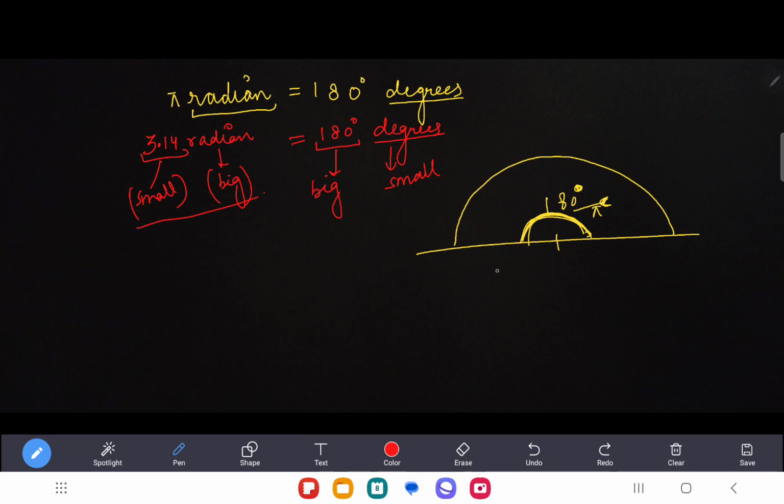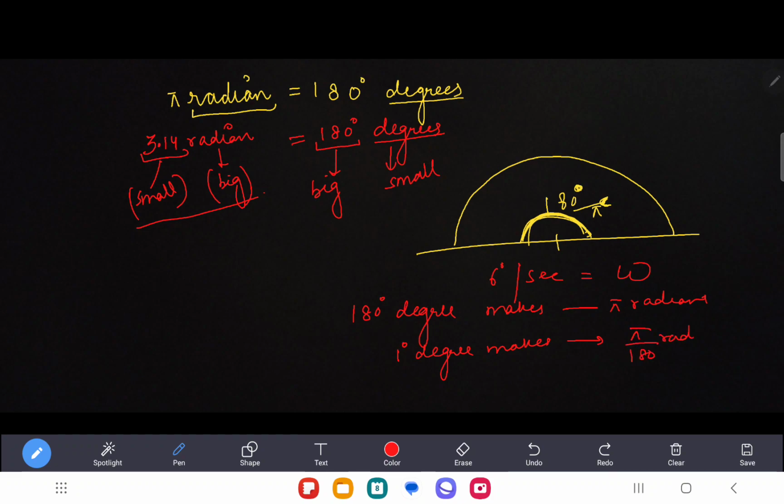So you should be able to convert this degree. For example, if I told you 6 degrees per second, that's the speed, that's the omega. You will say, ma'am, if 180 degrees makes pi radians, so 1 degree makes pi over 180 radians. So 6 degrees shall make how many radians? Pi over 180 into 6. 6 times 1, 6 times 30. So it shall be pi over 30 radians.